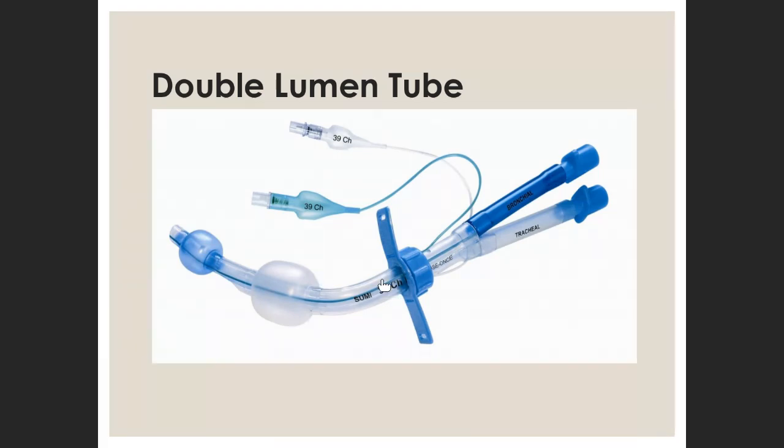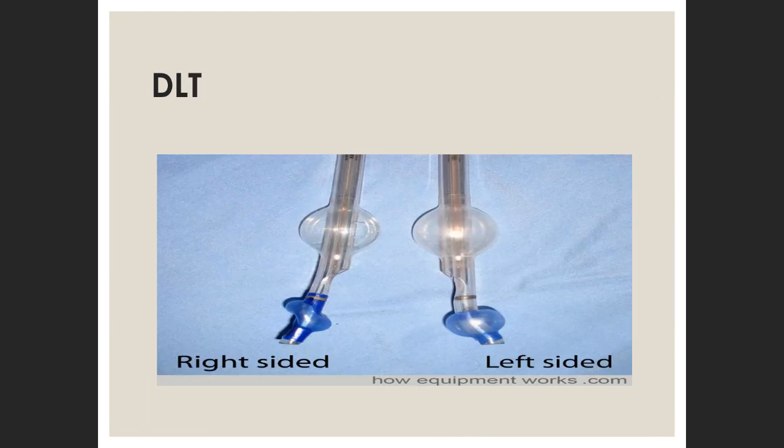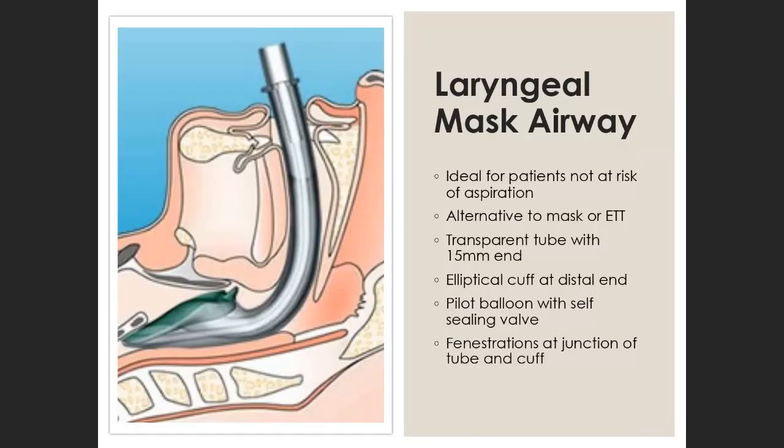Very complicated, and you get big numbers like 39 because they're French numbers. All right? One is usually blue and the other is usually white, clear, transparent, because one is for the bronchus and the other is for the trachea. All right? So another special tube that you need to know. Right? And there are right-sided tubes and left-sided tubes.